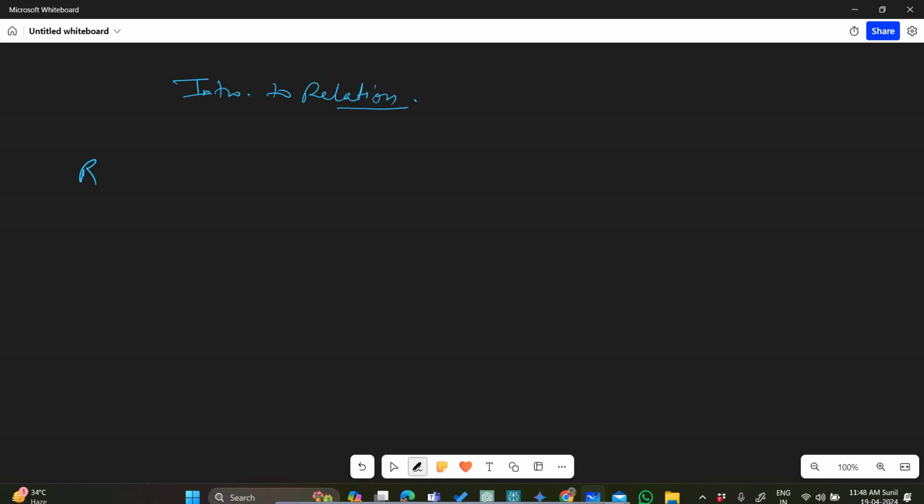Let's say there is a relation R which is defined as (x, y) where y is 1 by x. Then what is the domain and range of R? We have to find the domain and range of the relation.